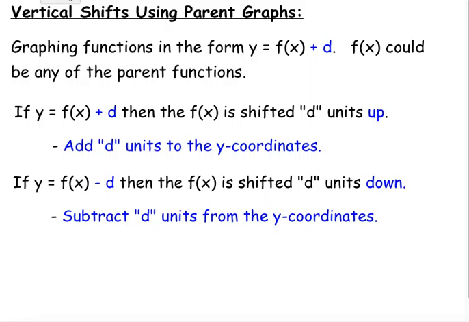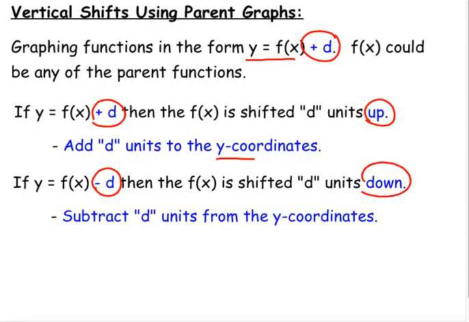When you have a vertical shift, here's your original function, and when you add or subtract a d at the end of the function, you're going to move the graph up or down. So if you add d, it's going to affect the y-axis and move it up. If you subtract d, then it's going to move the graph down, and it's again going to affect the y-axis. So go ahead and pause if you need to and read.